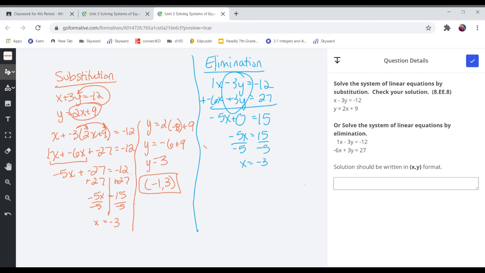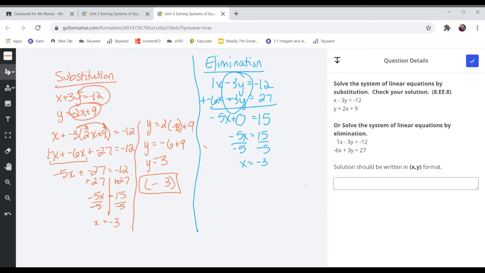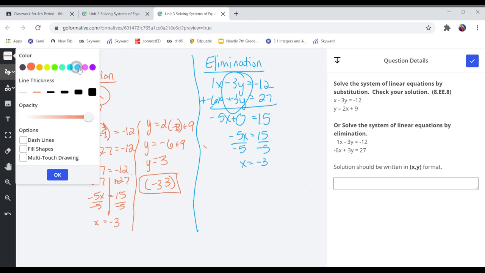So the answer should be negative 3, 3. Again, showing work is absolutely essential. And another thing is being able to check your work.